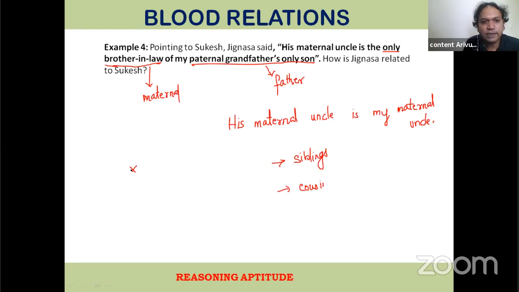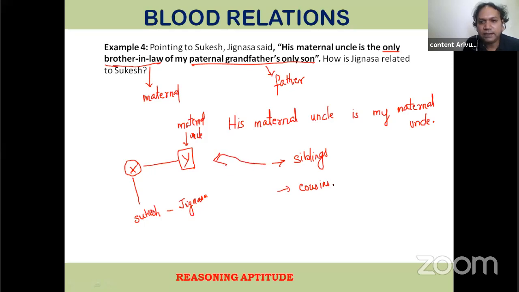For example, suppose X is their mother and X has a brother Y, and X has two children. One is Sukesh and one is Jignasa. So now for both Sukesh and Jignasa, this person is the maternal uncle. So they both have the same maternal uncle. This is case number one, siblings.